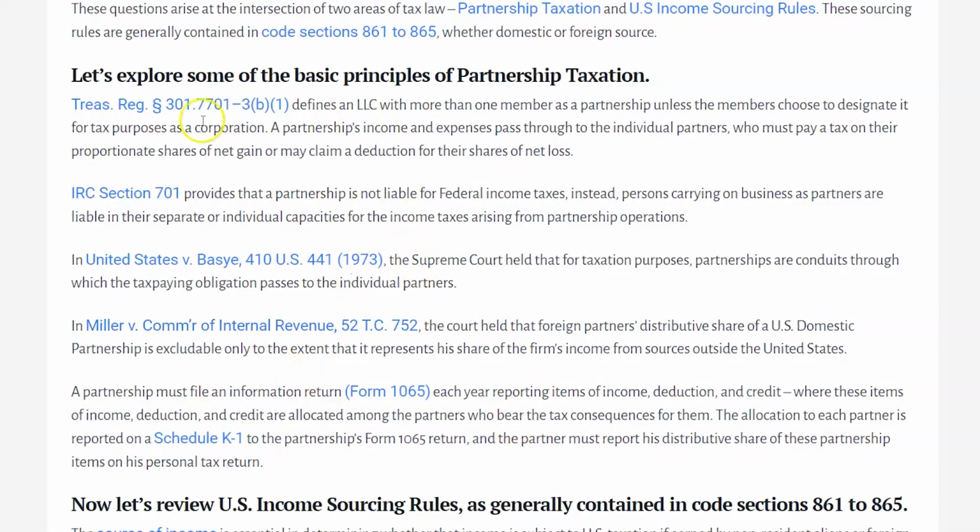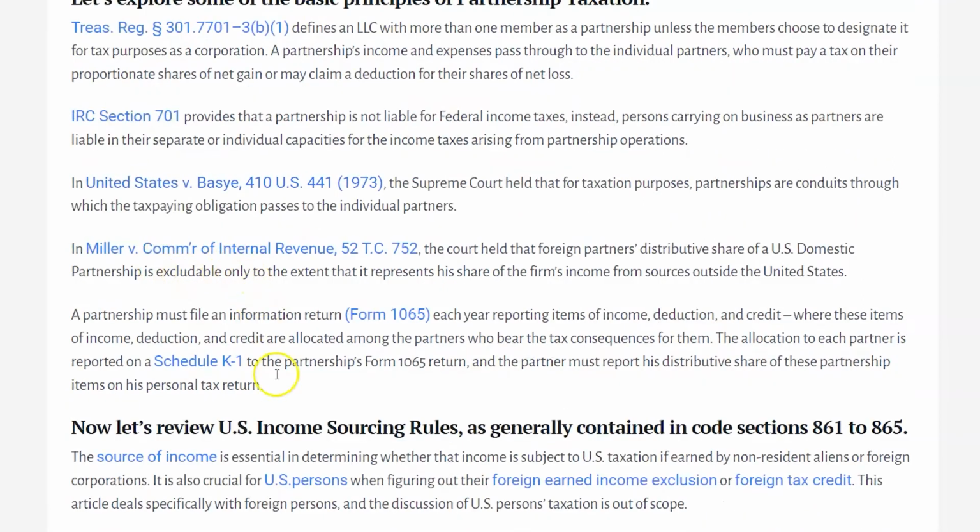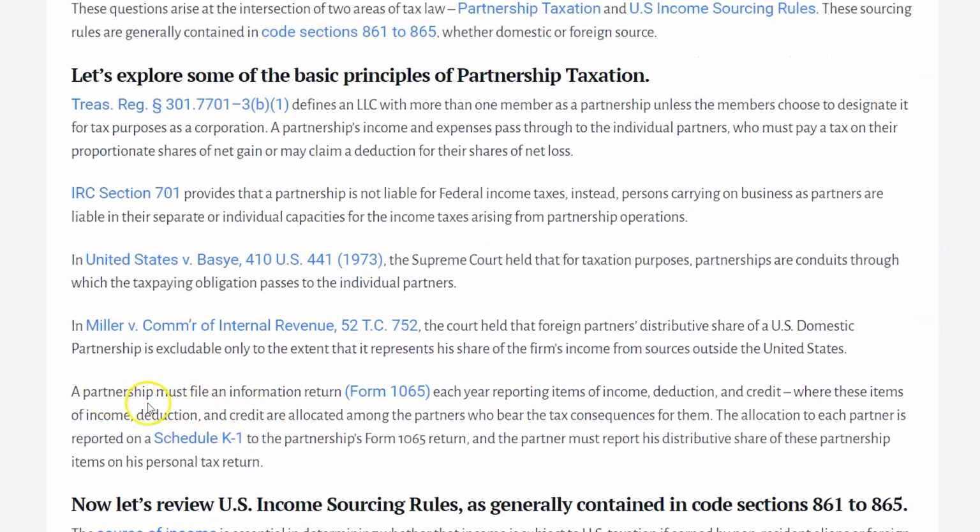Alright, so having recited all these rules and the foundation we've laid so far, let's also say that the partnership must file an information return each year reporting items of income, deductions, and credit, and then where these income, deductions, and credit are also allocated among the members who bear the tax consequences for them. Once again, when we say who bear the tax consequences, it means that the partners are expected to pay taxes somewhere. Could be in the US or could be in their home country.